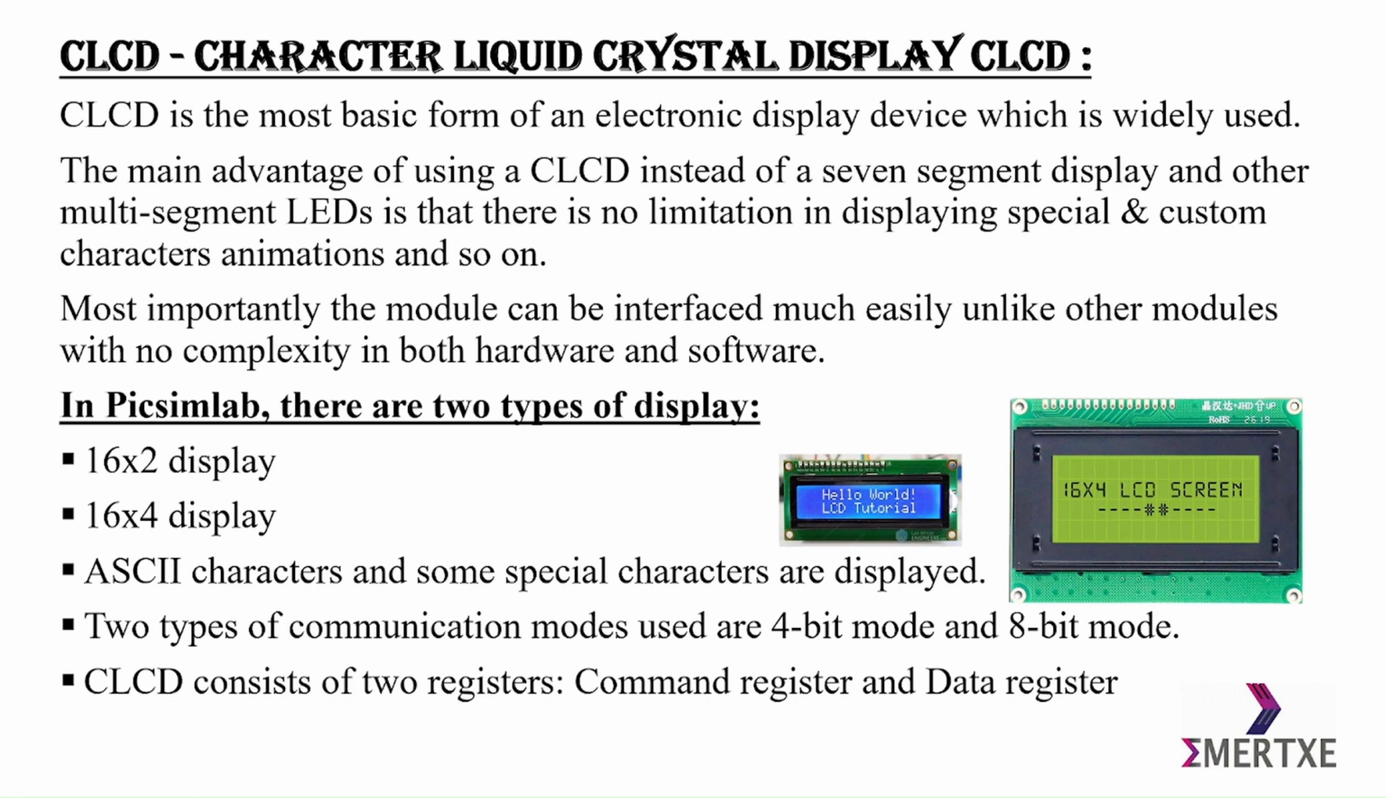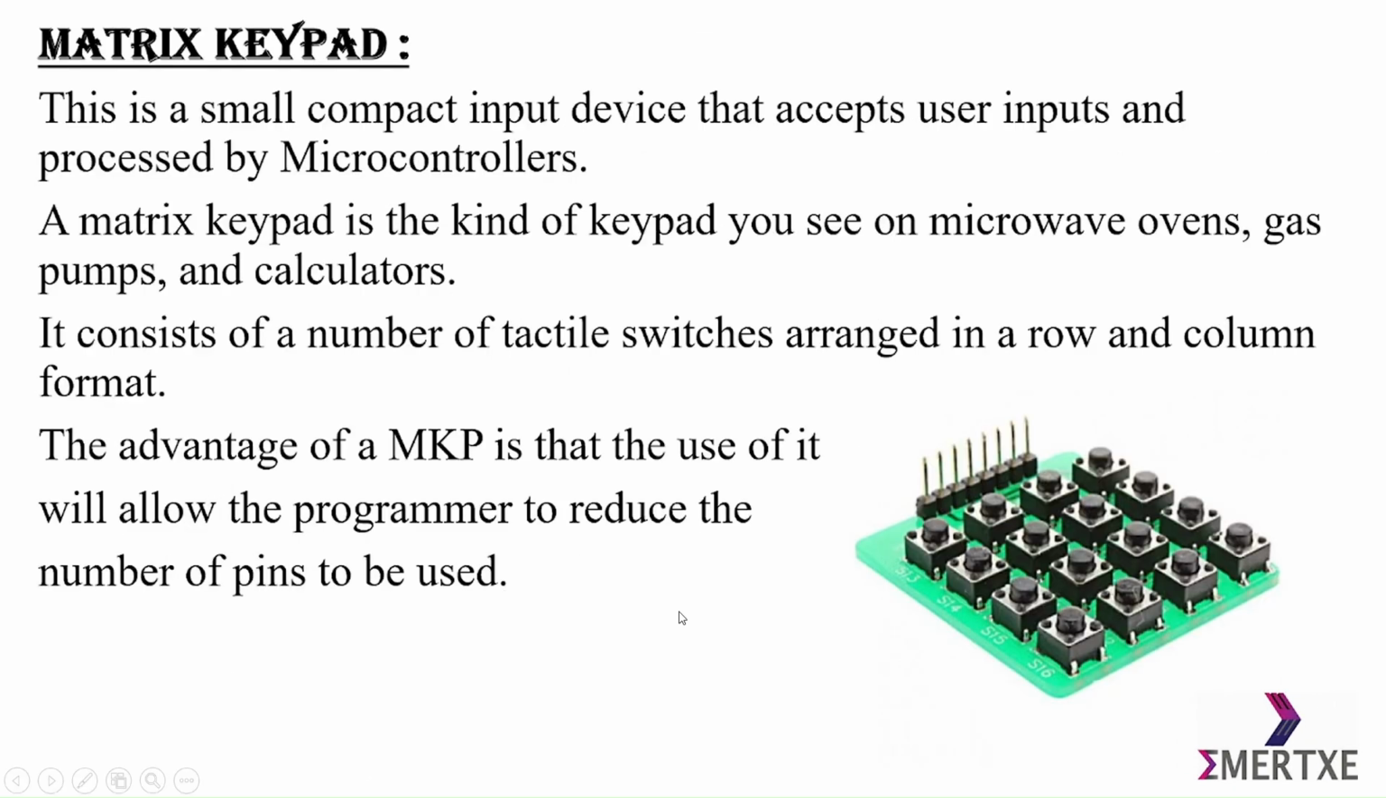While coming to the matrix keypad, this is a small compact input device that accepts user inputs to be processed by microcontrollers. A matrix keypad is the kind of keypad you see on microwave ovens, gas pumps, and calculators. It consists of a number of tactile switches arranged in a row and column format. The advantage of a matrix keypad is that it allows the programmer to reduce the number of pins to be used.